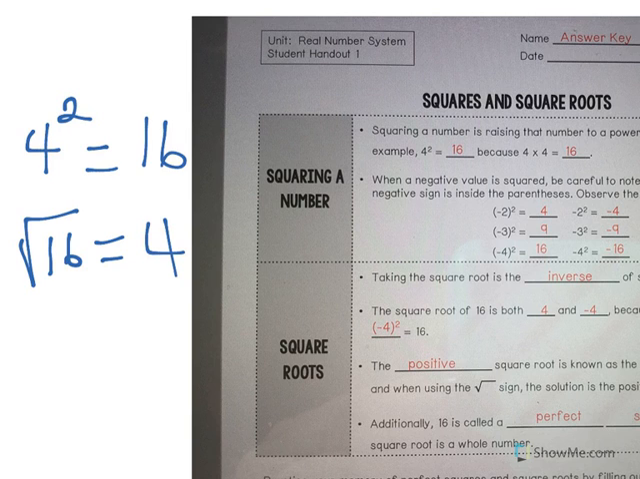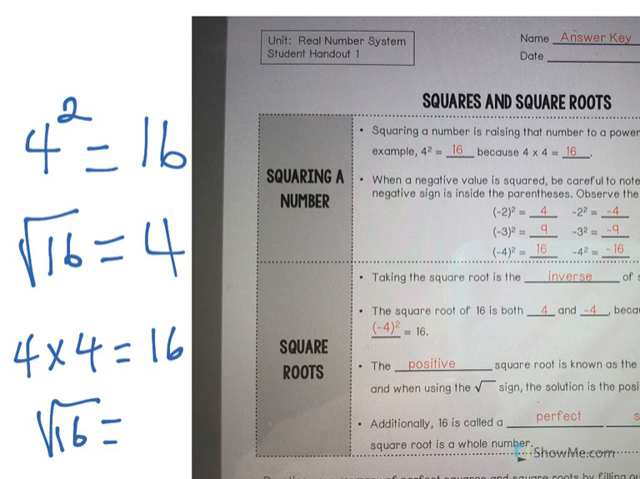And that just means they're inverses of each other. They're just opposites, right? This means 4 times 4 equals 16. And this means the square root of 16 is still 4 times 4, right? Or just 4, because we don't need that. So they're just inverses of each other.